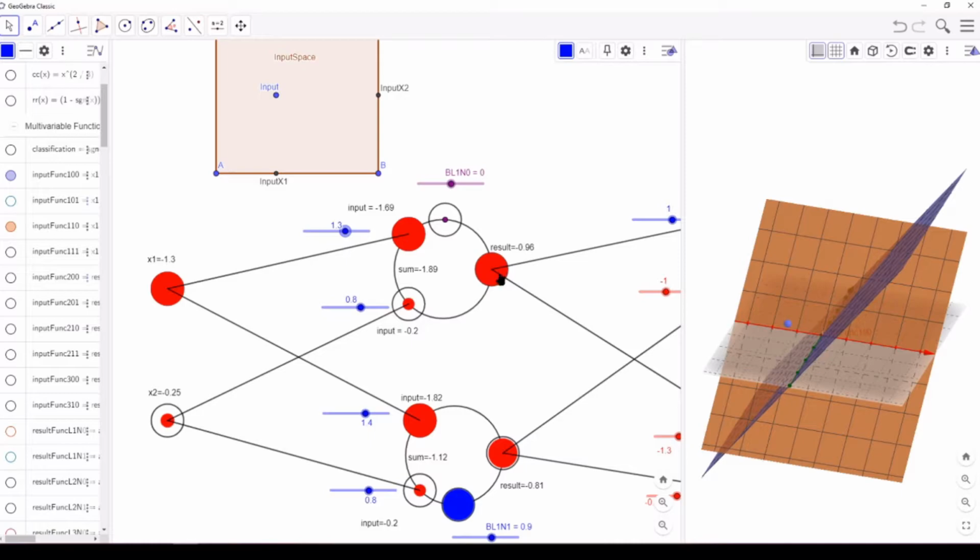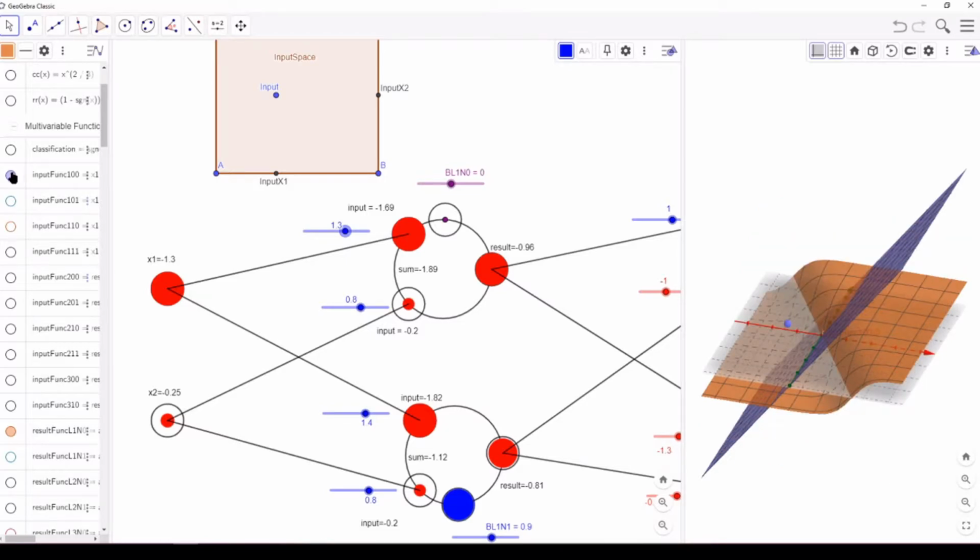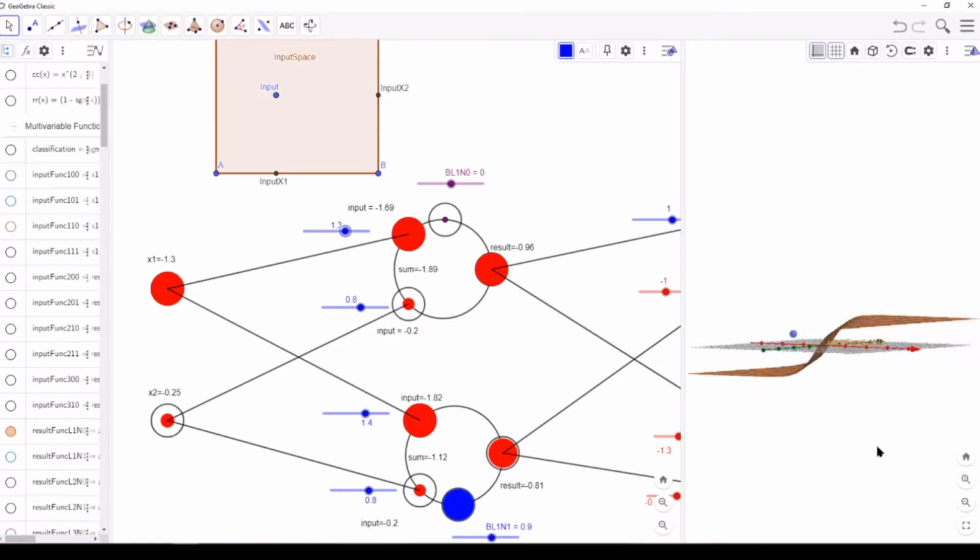of this neuron. And those three values, the bias and the two inputs, they are summed up. And this sum is sent through an activation function. In this case, it's the hyperbolic tangent. And then it looks like this here. And from the side we can see that it's a scaled version of the hyperbolic tangent.